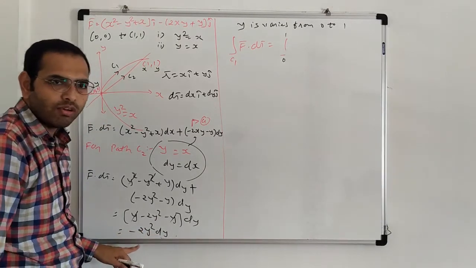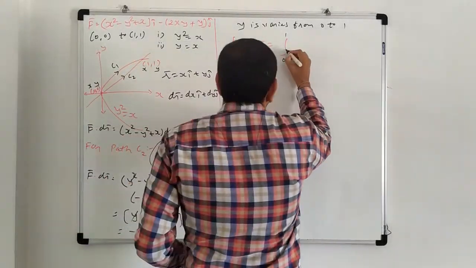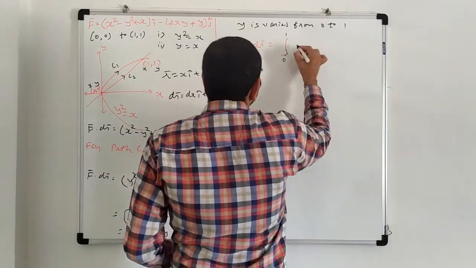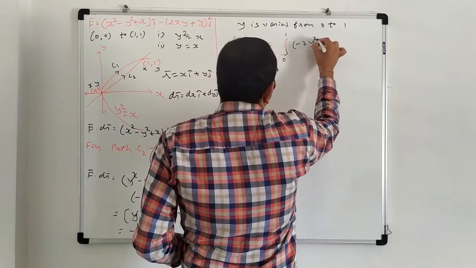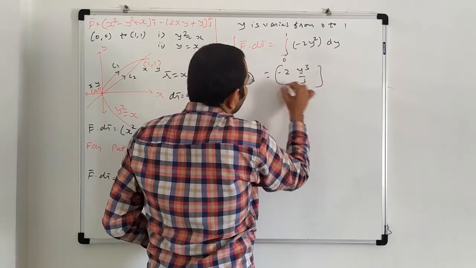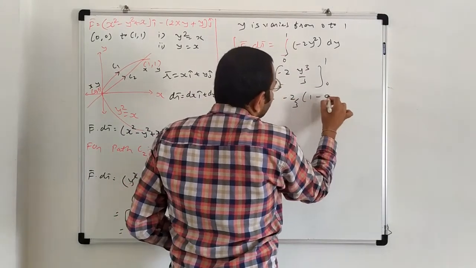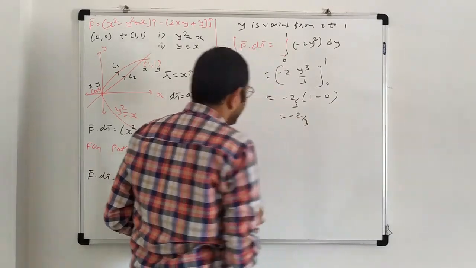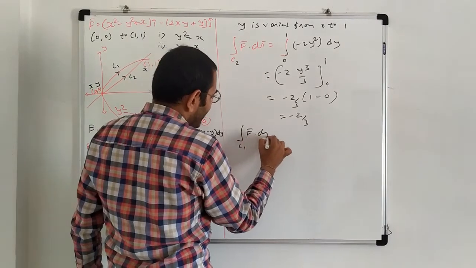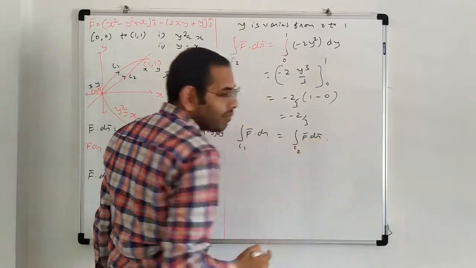Here we convert in terms of y, where y also varies from 0 to 1. Then the integral over C2 of f bar dr is the integral from 0 to 1 of minus 2y square dy, which gives minus 2y cube by 3 from 0 to 1. Upper limit minus lower limit, 2 by 3 is constant, 1 minus 0, so the answer is minus 2 by 3.